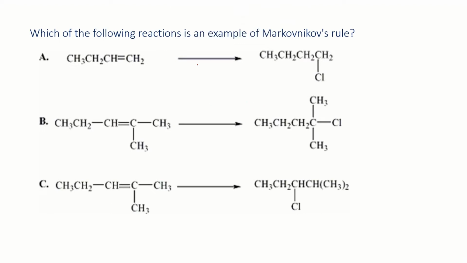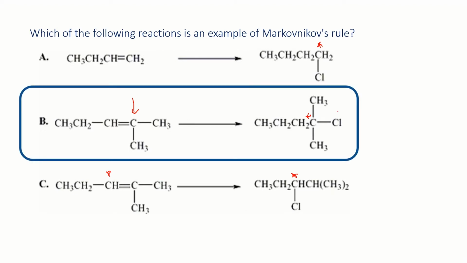You'll note that in the case of A, the chlorine is on the least substituted carbon, and in the case of C, the same thing. The chlorine is added to the least substituted carbon. However, in the case of B, the chlorine is on the more substituted carbon. So our answer is B.